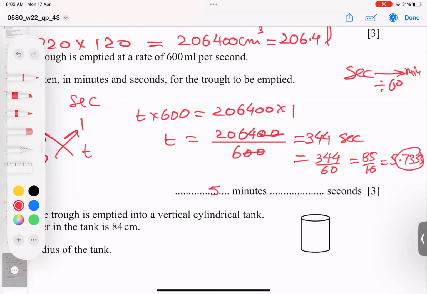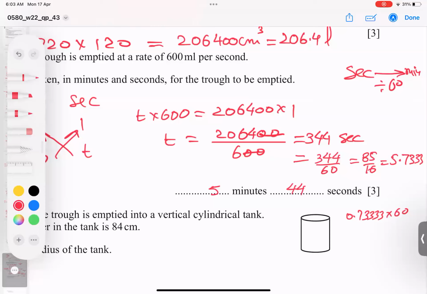and this 0.733, multiply by 60, because this is minutes. Now I want to go back to seconds. So multiply by 60, and minus 5 times 60, and I get 44 seconds.